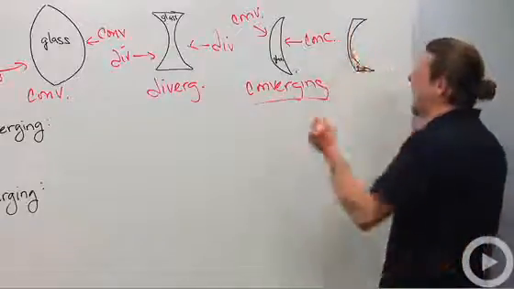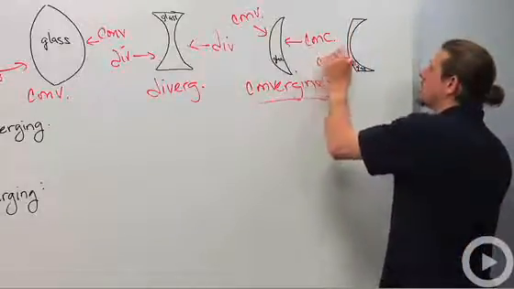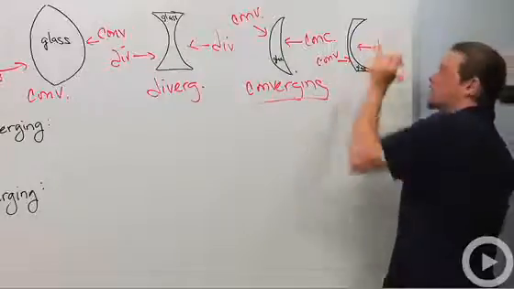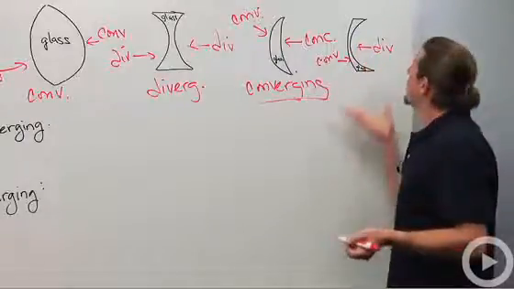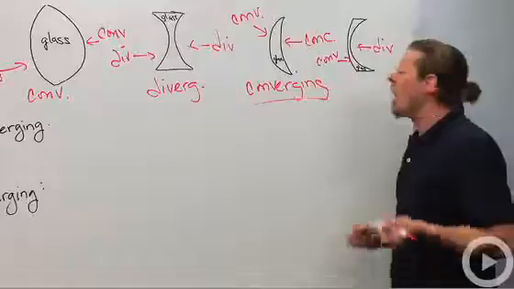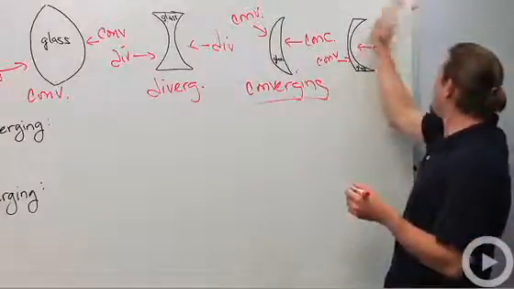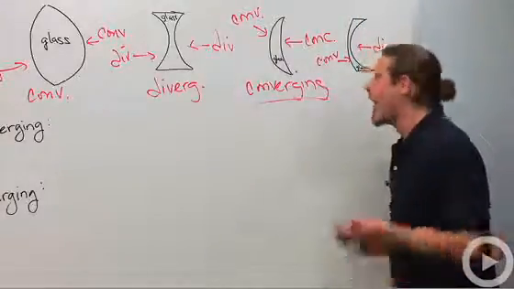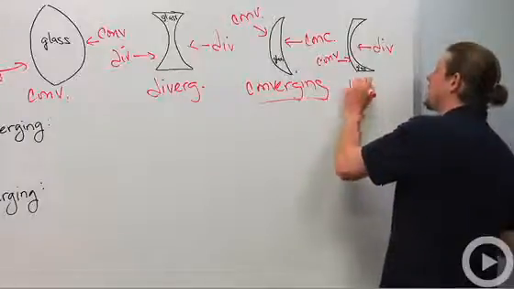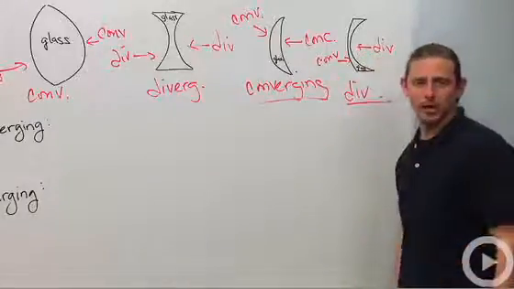Then let's look at the last one. Again, we've got converging, and on this side we've got diverging, or concave. But which one's more curvy? Well, in this one, it's more curvy on the diverging side. And that means the diverging wins, and this will be a diverging lens.